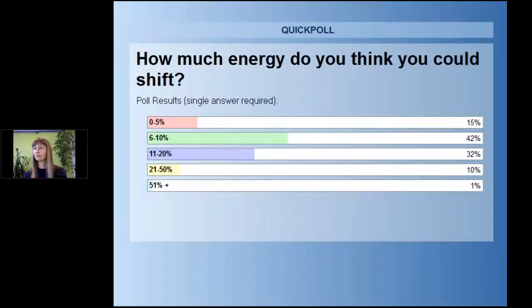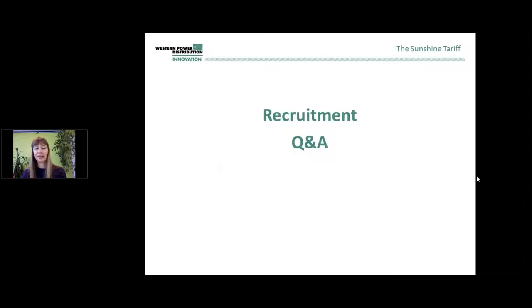And there you go. 15% of people think that they're going to be able to shift 0 to 5%. 42% think that they would be able to shift 6 to 10%, 32% think 11 to 20%, and 10% think that they'd be able to shift 21 to 50%, but no one thinks that they could go above 51%. Do you think that's reflective, Tamar? Well, that is very interesting, and I will tell you more about what we've found in the Sunshine Tariff Trial.